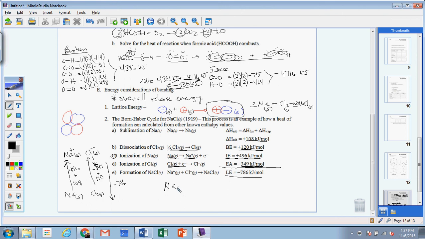So if I take the sodium and I add a half of a chlorine to it, and I form my sodium chloride, the overall delta H of that process is going to be the addition of all of these steps together. Okay, that's enough for now.